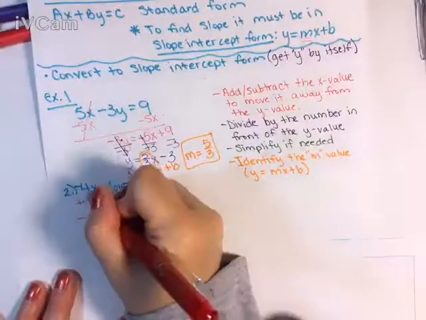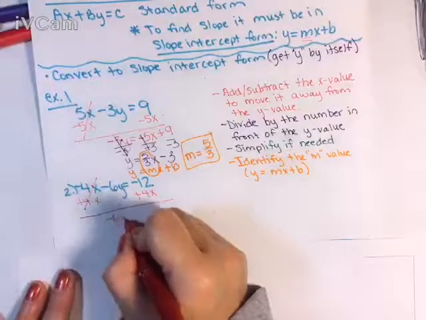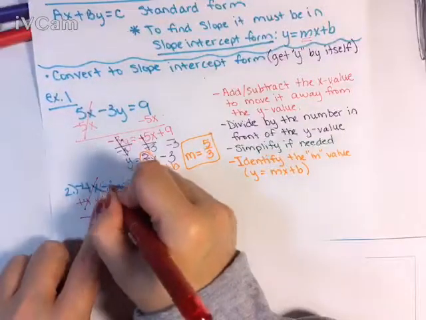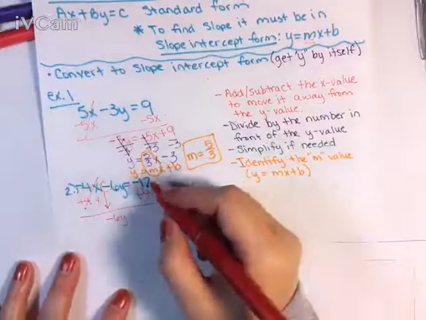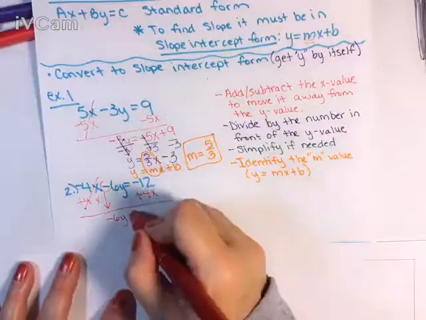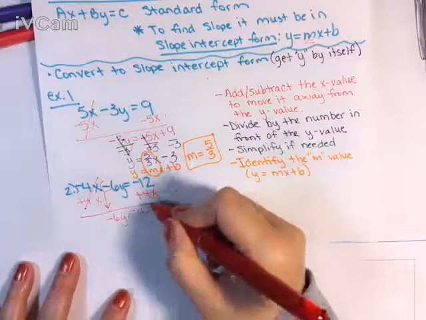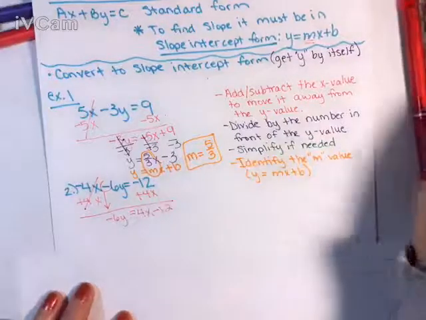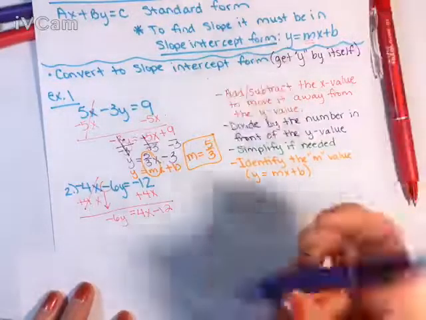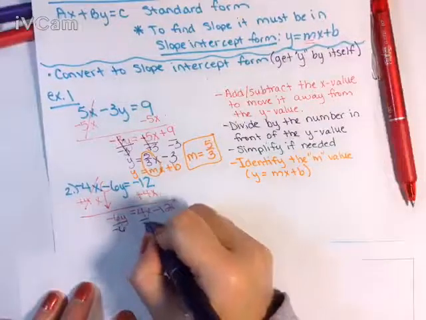The 4x's are going to cancel out. You're left with negative 6y, so make sure that if this is negative, you got to bring down that sign with it. On this side, those are not like terms, so I'm going to write it with my x first, and then negative 12. Next, we're going to divide by the number in front of our y, and you're going to divide that on every single term.